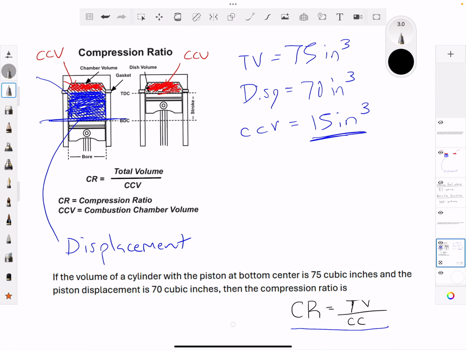So finally, we just plug it in. CR, the compression ratio, is equal to 75 divided by 15. And that comes out to be 5. So our compression ratio is 5-to-1, meaning our total volume is 5 times as big as our combustion chamber volume.